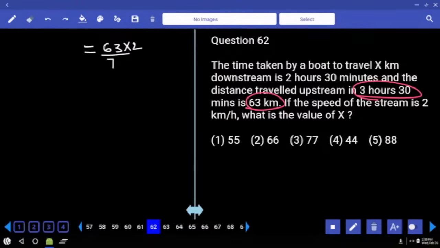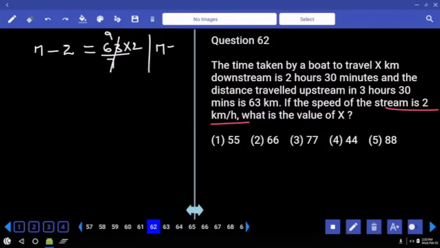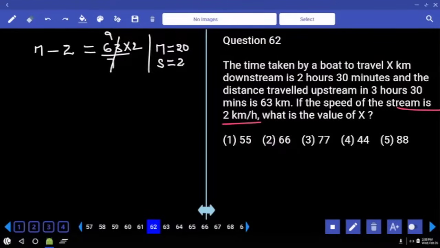That comes to numerator, which is upstream speed. Upstream speed in the sense M minus S. Speed of the stream is 2 km per hour. So in place of S, I will write 2. 9 into 2. M minus 2 is equal to 18. Then M is equal to 20. If M is equal to 20 and S is equal to 2, what is downstream speed? 22.